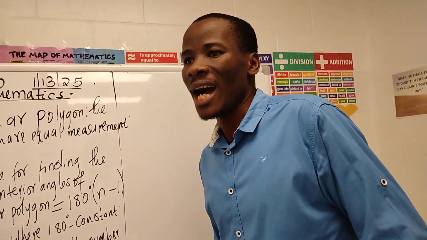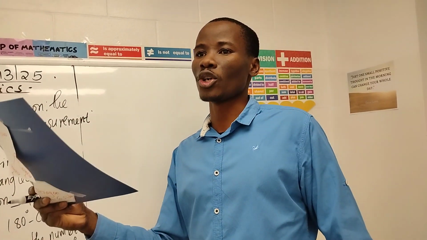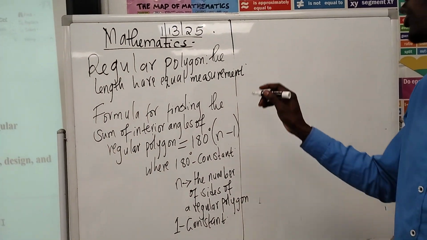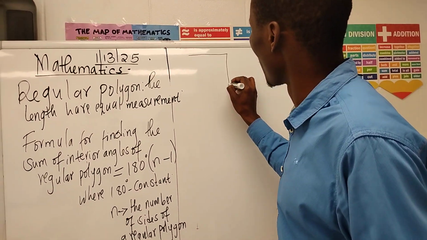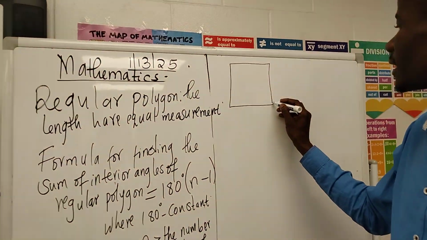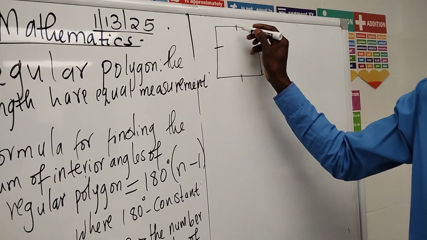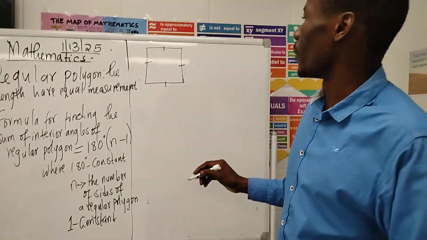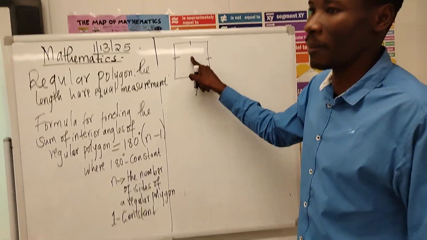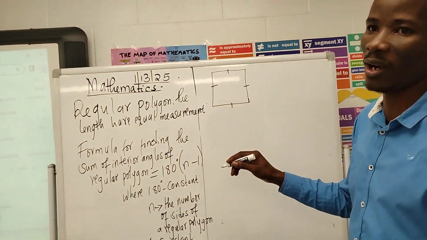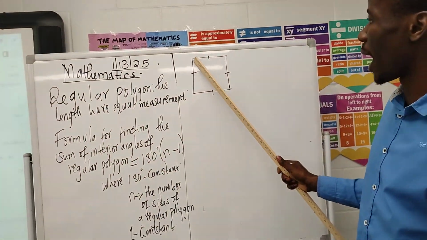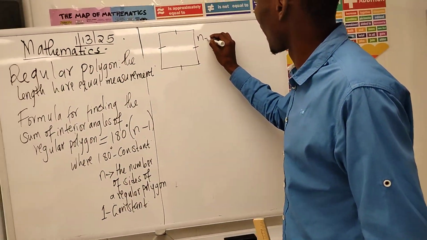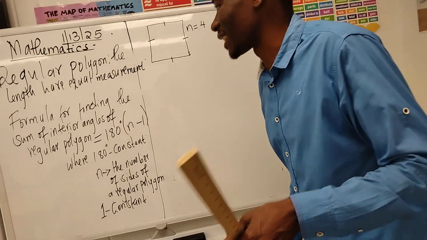So, for example, I will start by looking at the common, popular polygons. The first one is a square. We know that a square has 4 sides, and all the sides are equal in length. Now, we are looking for the sum of these 4 angles. How many angles are inside a square? 1, 2, 3, 4. So, how many sides does a square have? 4 sides. What did we say is the formula?